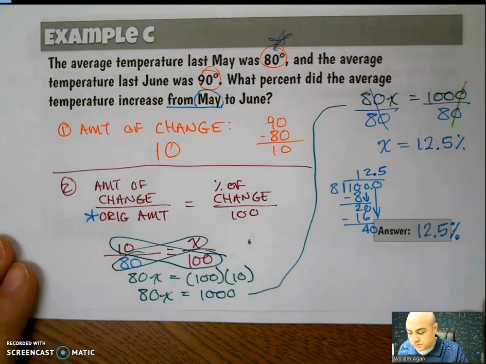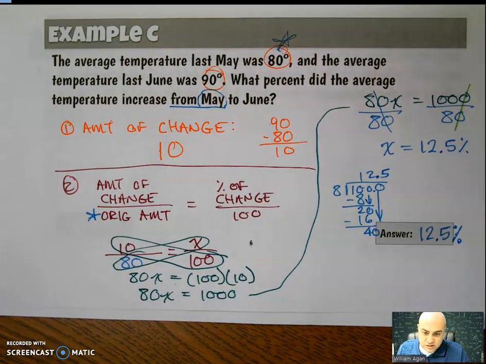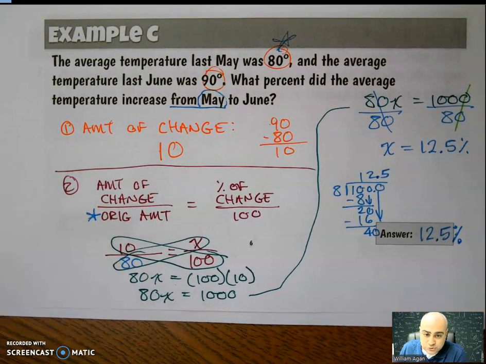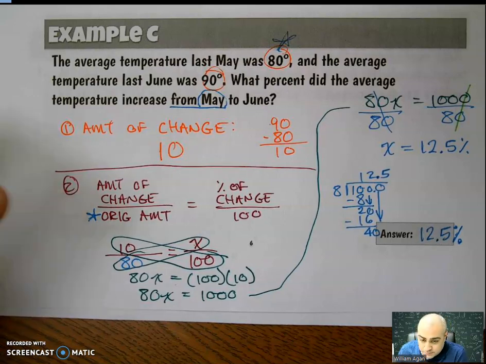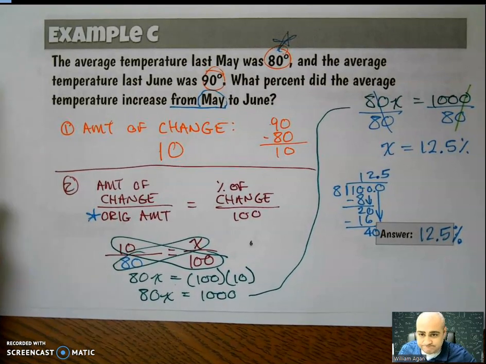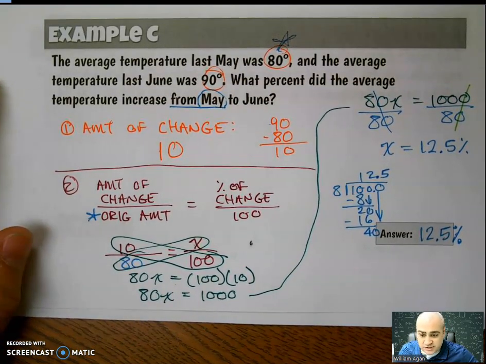And that's how you do percent of change. There's a lot of important parts there. You have to find the amount of change. You have to use this proportion. Sorry about the bell. You have to use this proportion, and you have to know the original amount. Okay, go ahead on to the next one.